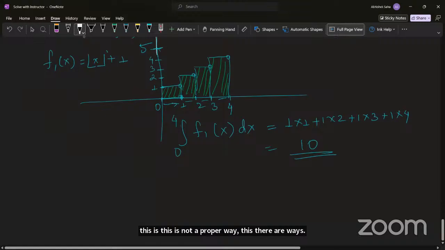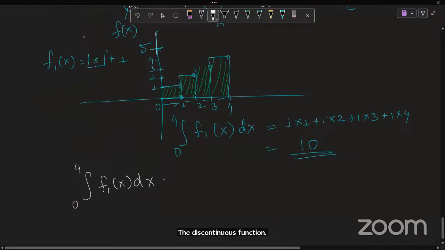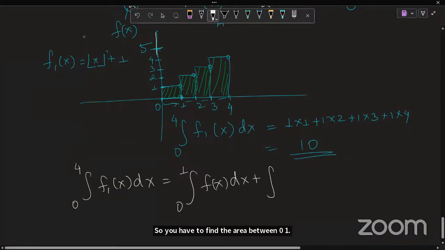So if someone asks the area of a discrete function, you can see this is a discontinuous function, f1(x) dx. You have to find the area between 0 and 1 of f(x) dx plus the area between 1 and 2 of f(x) dx.